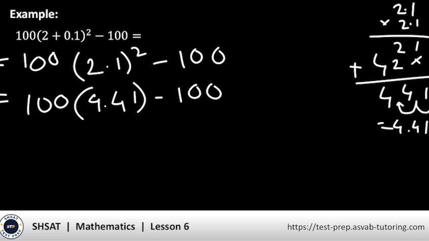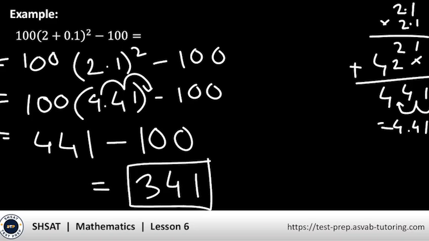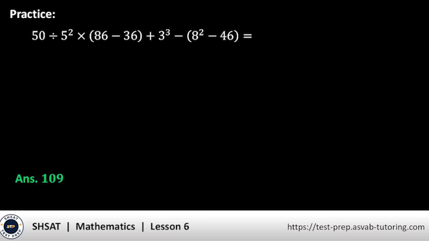Now what you can do is, if you do 4.41 times 100, what does that mean? That means, once again, you are going to move the decimal. Move the decimal how many units? 2 more units. So that gives me what? 441. So 441 minus 100 is just 341. Okay? All right, let's move on to the next question.